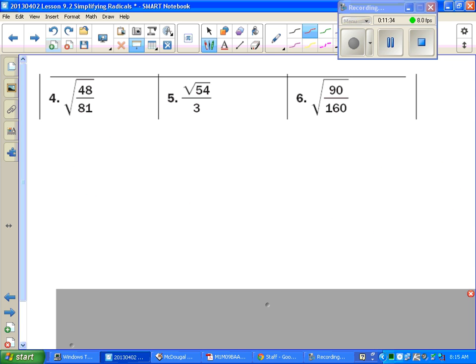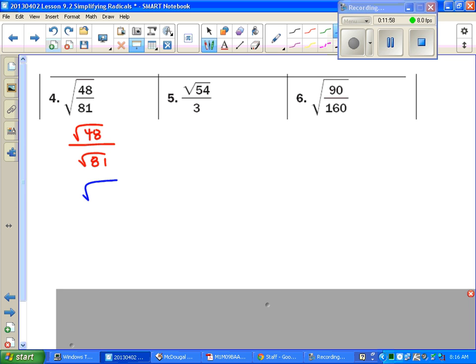Number 4 says the square root of 48 over the square root of 81. Separate it into the square root of 48 over the square root of 81. What's a factor? Remember, your perfect squares are 1 times 1, 2 times 2, 3 times 3, all of those numbers. 16 is the number that comes up first to me.